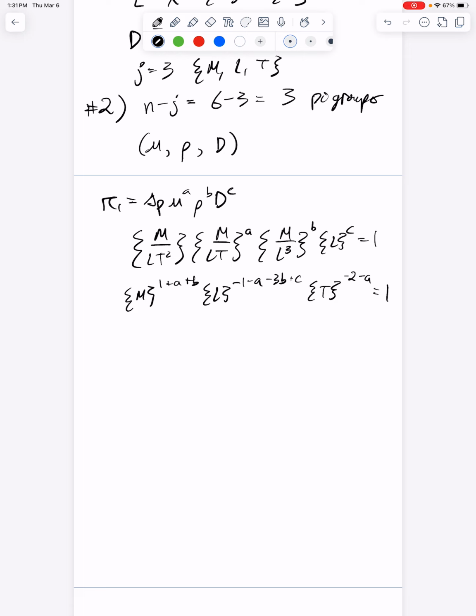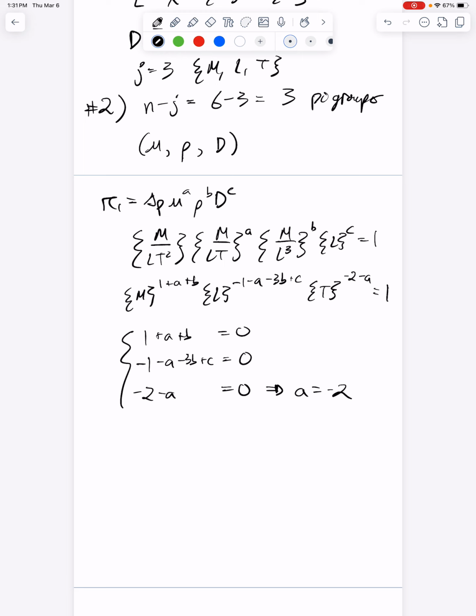Now, the exponents need to equal 0 in order for this whole equation to equal 1. System of linear equations: 1 plus a plus b equals 0. Second equation, based on L, -1 minus a minus 3b plus c equals 0. Last equation for T, minus 2 minus a equals 0. I'm going to solve it from the easiest to the hardest. The last equation basically says that a is negative 2.